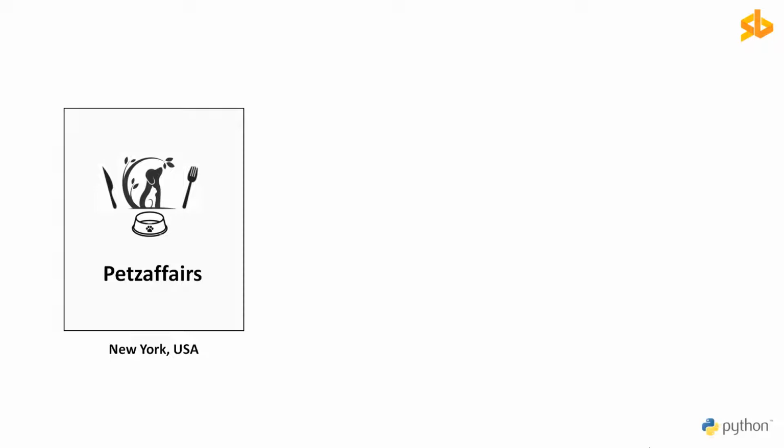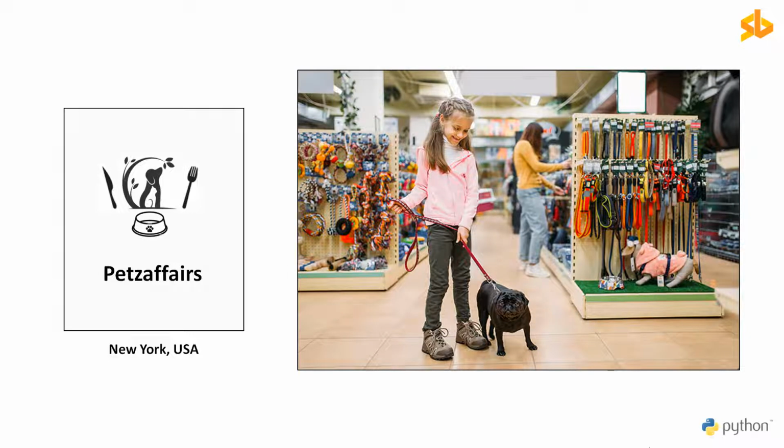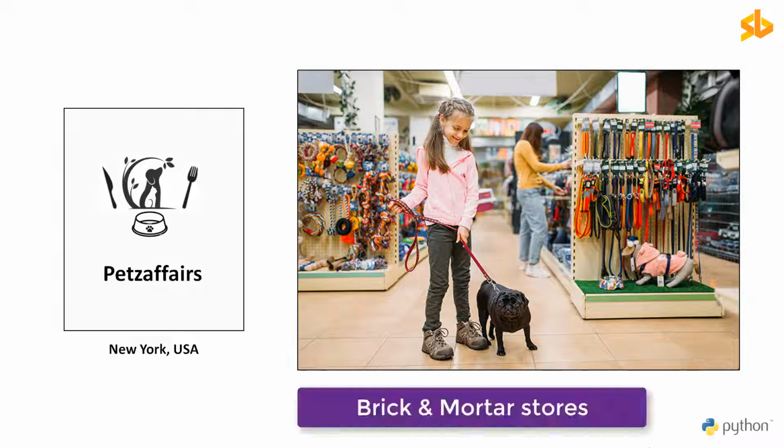Let's say there is a company named Pets Affairs, which is primarily into producing dog and cat food. They are based out of New York and have many stores in the city. They have well spread out physical stores across the city where people can walk in to buy what they want. Such physical stores are called brick and mortar stores.